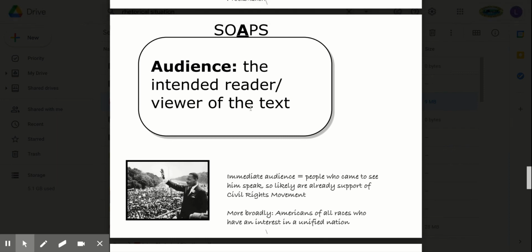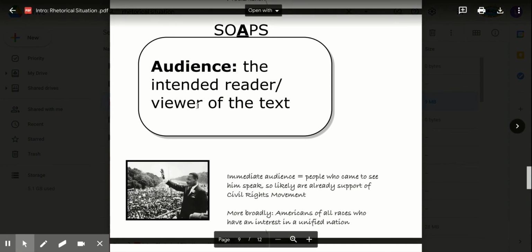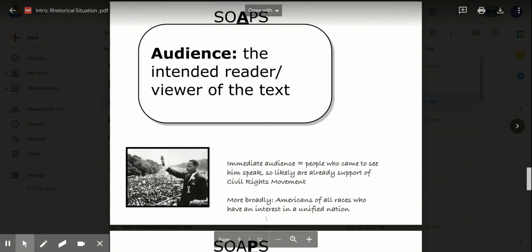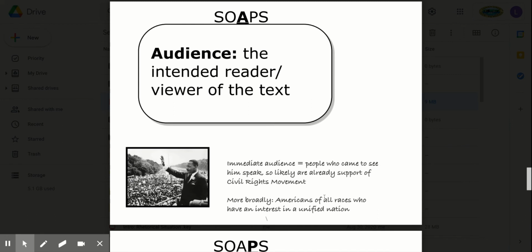Audience, we know this word, I mean, we know most of these words, but it's just that they're being used a little differently. Audience is the intended reader or viewer of the text. So it's who the text was designed for. So who are they trying to reach or persuade? And it might be an audience that's already pretty sympathetic. Like with MLK, it's people that came to watch him speak. So likely they were sympathetic to what he was saying, right? They're already in support of the civil rights movement.